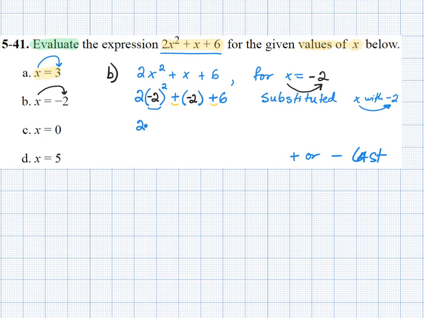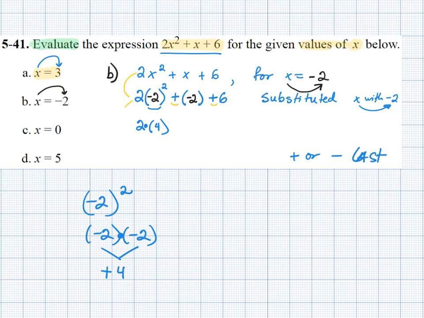So 2 times is a copy, and I have a -2 squared, which means -2 times itself. And when you have a negative times negative, that becomes positive, and then 2 times 2 is 4. So the parentheses become 4, and I have 2 times 4, so the 2 is repeated until I do the exponent. Now the other term says plus -2. I could leave it as is right now, and then plus 6.